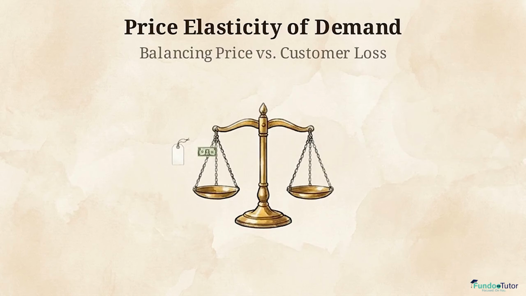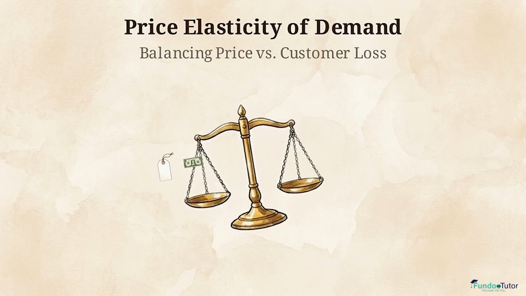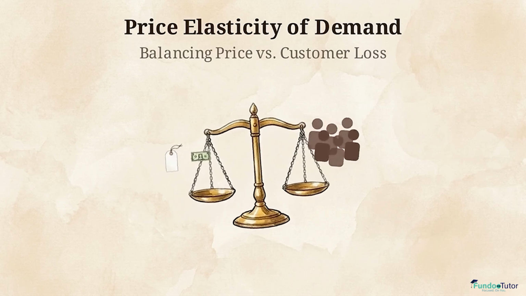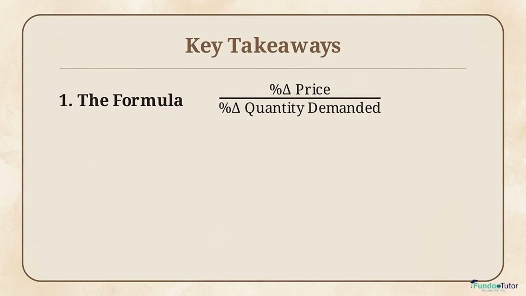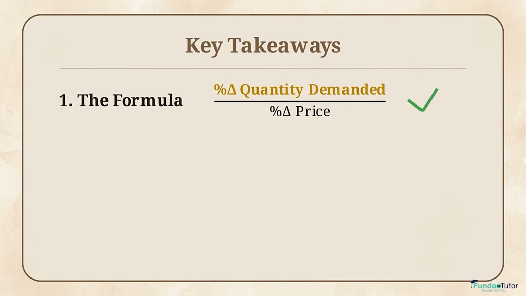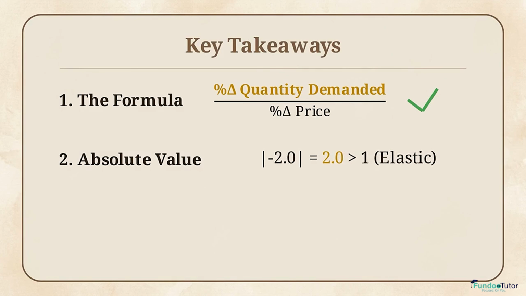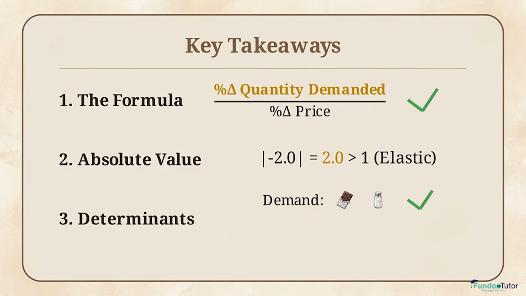Ultimately, PED helps a firm determine if a higher price will result in higher total revenue or if the loss of customers will outweigh the gain in price. To wrap up, keep these 3 examiner warnings in mind. Never invert the PED formula, always ignore the negative sign when interpreting elasticity, and never confuse the determinants of demand with the determinants of supply.